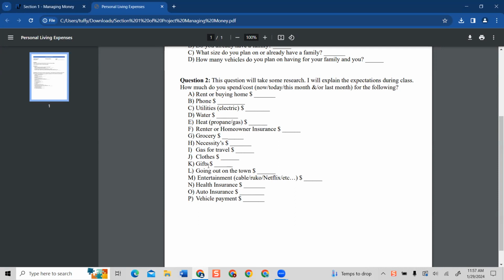Gifts. If you do buy gifts for anybody, then calculate about how much you spend per month.